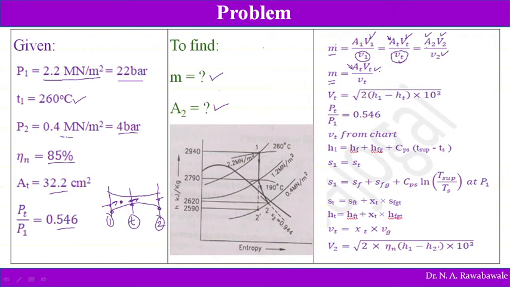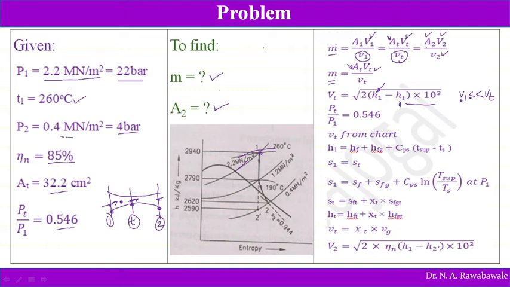So velocity at throat can be obtained as Vt = square root of 2 (h1 minus ht) into 10 to the power of 3. Neglecting what? We neglect the velocity at inlet, V1, as it is very small compared to Vt. Neglecting velocity of steam at inlet, we can write this equation, and from this we can find velocity at throat. So what is known? h1 can be obtained. The enthalpy of steam at inlet can be obtained because we know the pressure as well as the temperature of steam. Steam is superheated, so enthalpy at point 1 can be calculated.